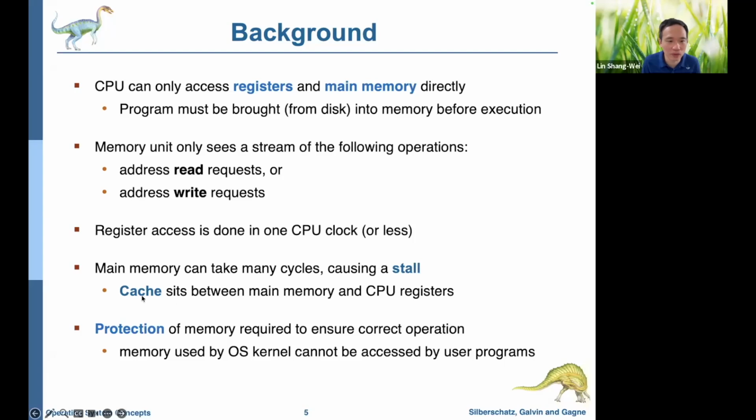That's why we have a so-called cache between memory and the CPU registers. Different CPU architectures may have different sizes of this cache. The last important thing is that memory is very important, so we need to protect it. For example, you need to protect the operating system memory from the user program memory. User programs cannot access the memory maintained by the OS kernel, so we need this protection.